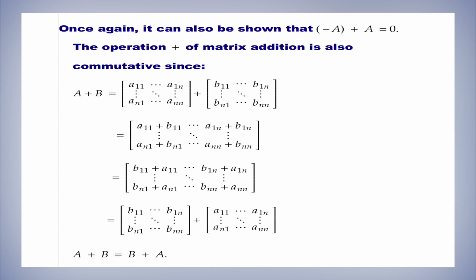Again we will separate it. We will get the matrices B11, B12, B13 and so on up to B1n, then Bn1, Bn2, Bn3 and so on up to Bnn. This is the matrix B, and we will get the matrix A as A11, A12, A13 and so on up to A1n, then An1, An2 and so on up to Ann. It will be written as B plus A. So A plus B is equal to B plus A.